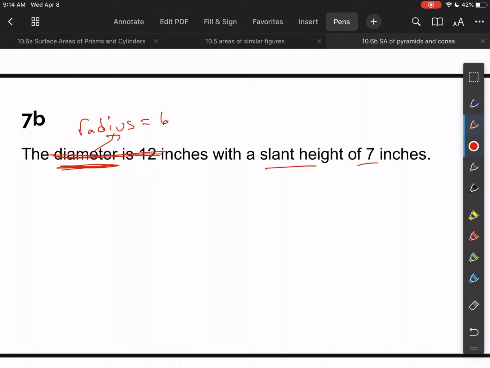So here we go, let's just plug it in. This is for a cone again in 7b. So the total surface area would be the lateral area, which is again pi times the radius times the slant height. That comes out to 42 pi.